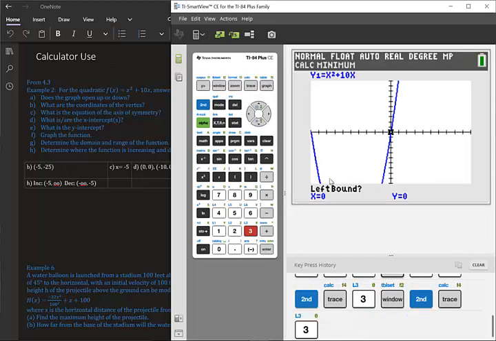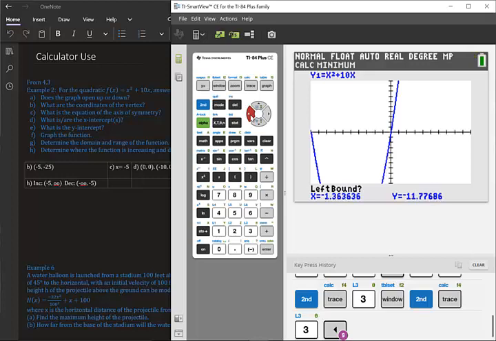All right, on the bottom of your screen, it should say left bound. That means you want to use your left and right arrows until you see it again all the way on the left side. We'll get there. There we go.